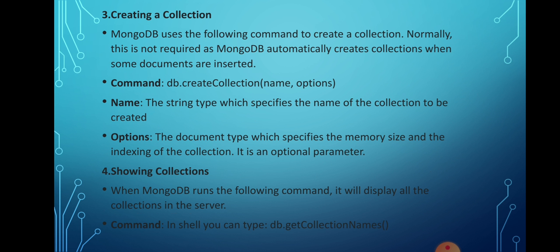This is a pair, name comma options. These are parameters passed to createCollection. While name is the string type which specifies the name of the collection to be created, options is the document type which specifies the memory size and the indexing of the collection. Options is an optional parameter.